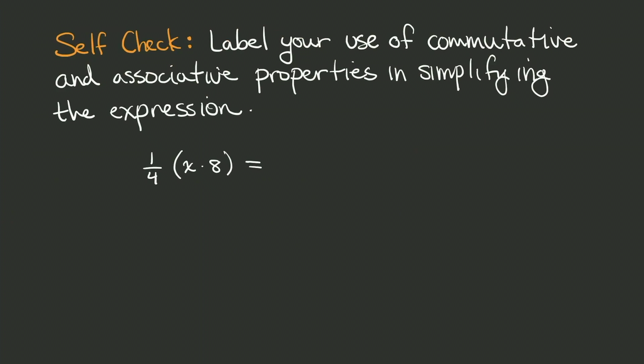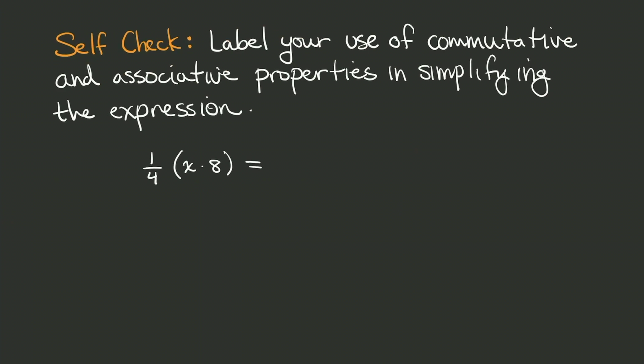Let's check for understanding. Pause the video and work this one out on your own, and then come back and check your answer. Here we have 1/4 times (x times 8) in parentheses. And we're supposed to simplify this expression, but we're also supposed to label our use of the commutative and associative properties while we make the simplifications.